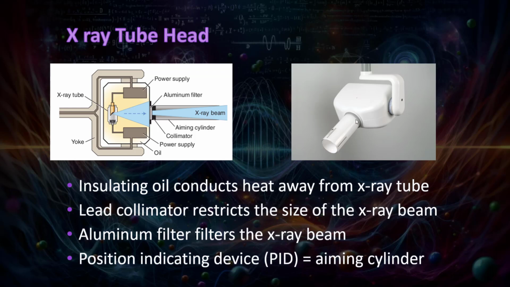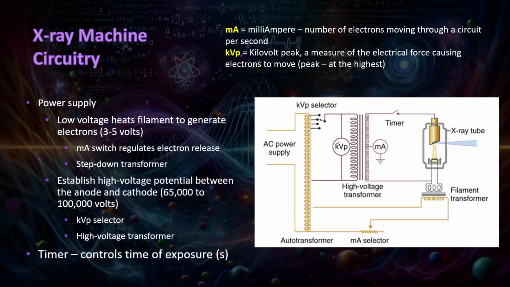That's just to direct the aiming of the X-ray beam so you can see how to line up the X-ray when you're exposing radiographs. As far as X-ray machine circuitry, I don't think you need to know it in great detail. There are a couple things that you do need to know.